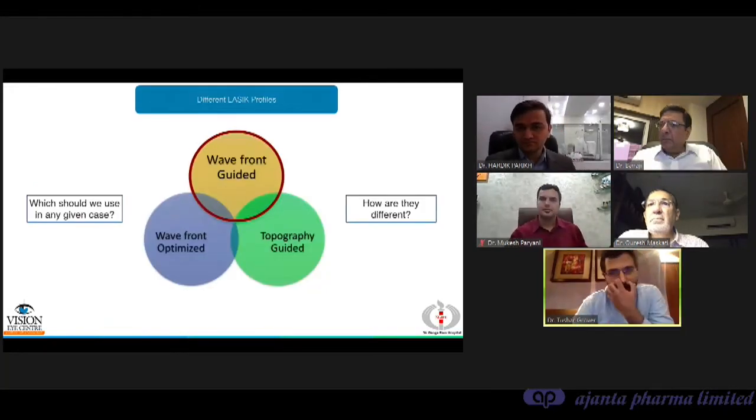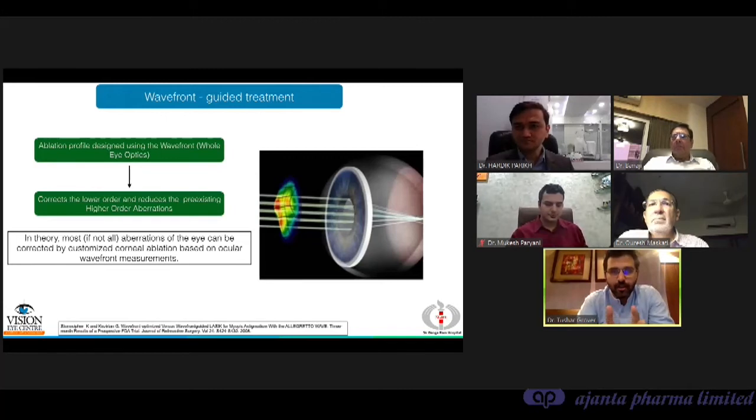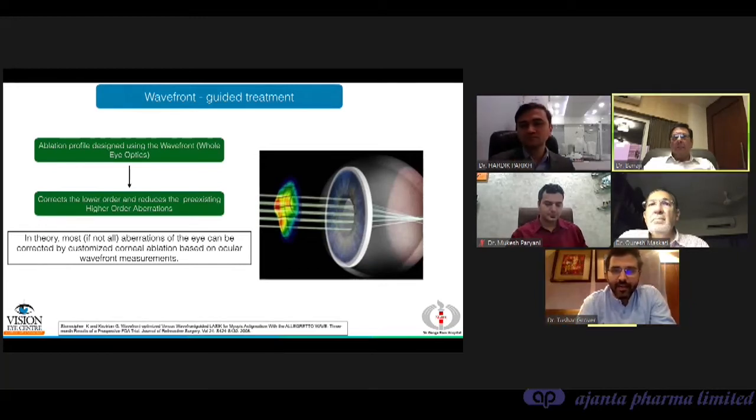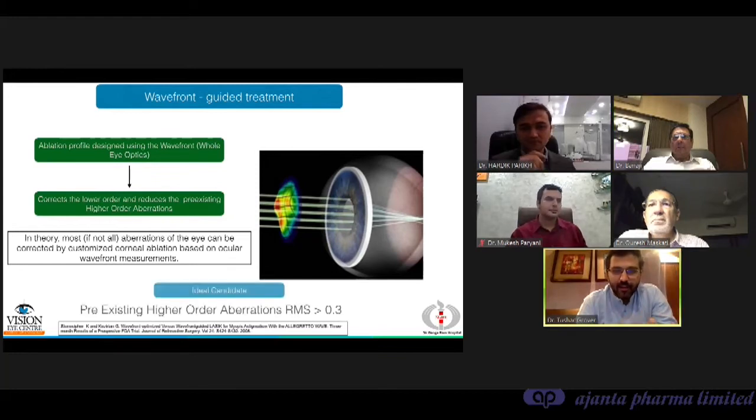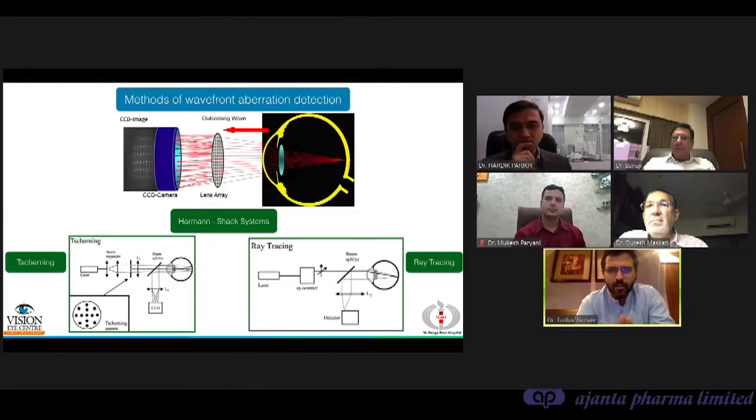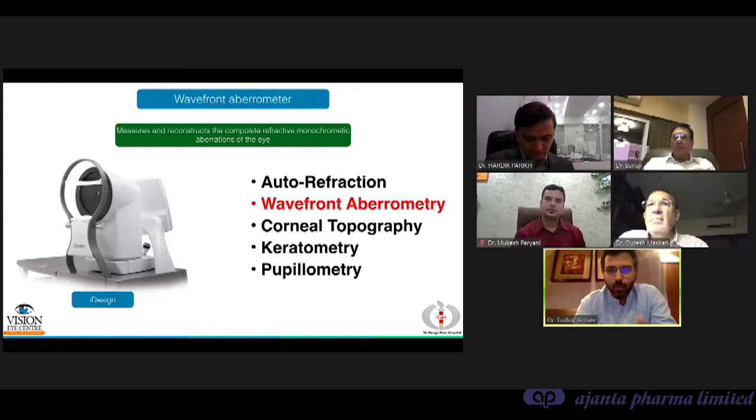Wavefront guided treatment, on the other hand, in addition to treating the refractive error, also measures the wavefront of the eye, measures the higher order aberrations that exist in the eye preoperatively, and treats that as well. So that translates into much better quality of vision in somebody who has pre-existing higher order aberrations above a normal value of root mean square of 0.3. So there are a whole range of aberrometers available. As we know, these are the main technologies such as Hartmann-Shack, Schoening, and ray tracing. The one that is most commonly used and the one that we've also been using is the eye design, which is again a Hartmann-Shack aberrometer.